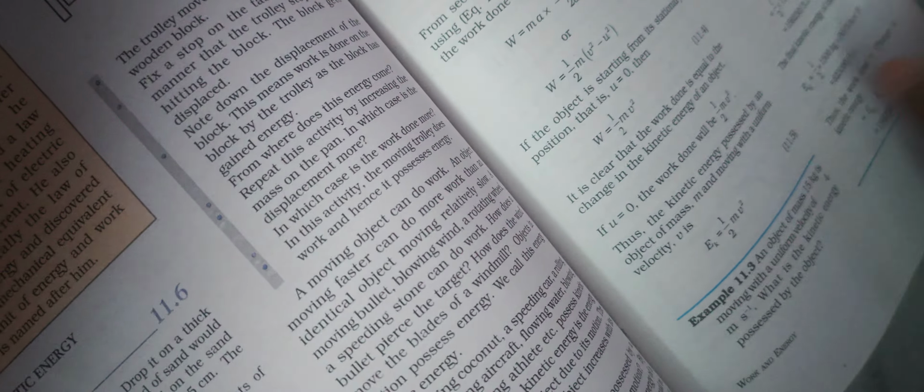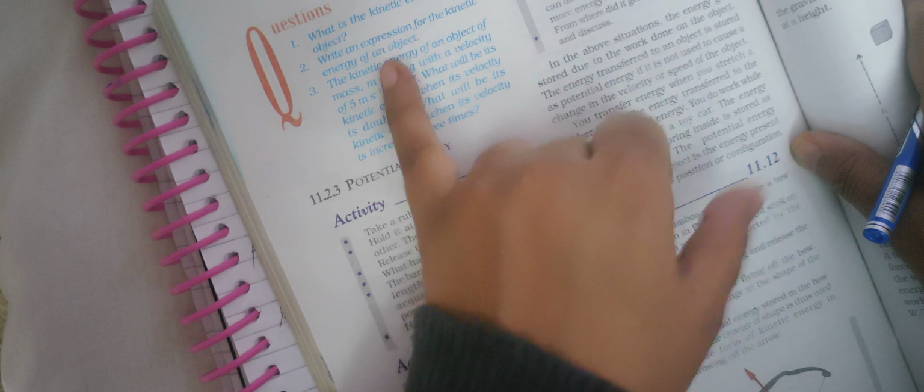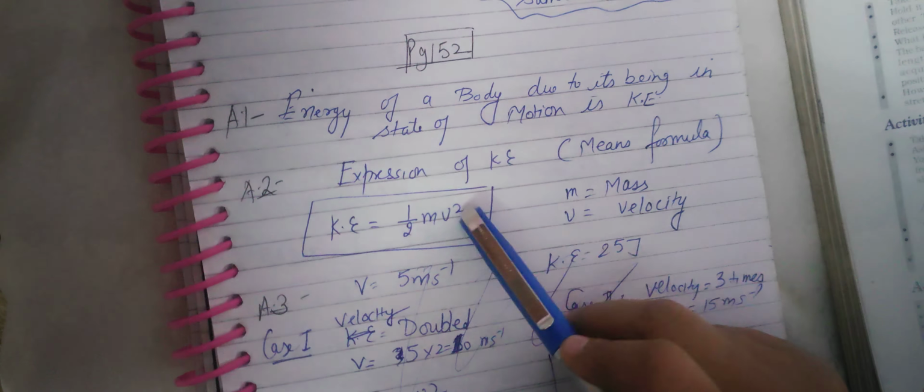Now the next is page number 152. You see there, what is the kinetic energy of an object? Kinetic energy means the energy of motion. Potential energy means the energy of rest. Now write an expression for kinetic energy. The expression is half mv square, that is, half into mass into velocity square.